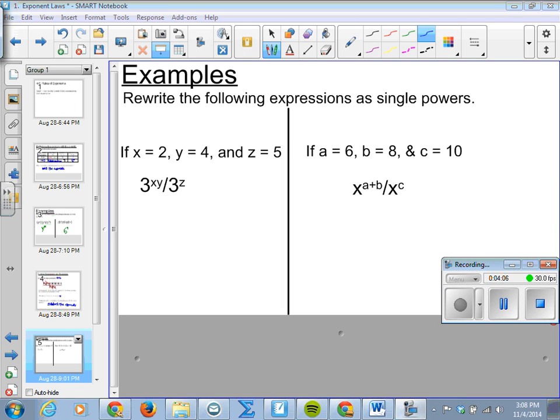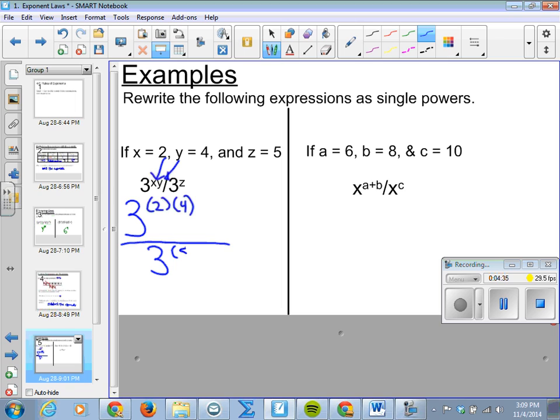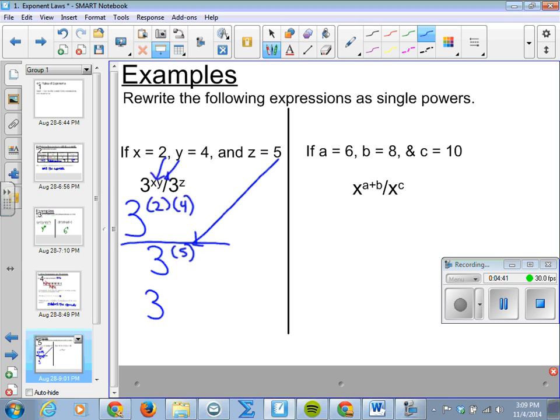A little bit of algebra thrown in here now. We're going to sub in values first to the exponents and then do our division. So we have 3 to the xy divided by 3 to the z. By the way, feel free to pause the video here, try it on your own. So 3 to the xy, well, x times y, that's 2 times 4. Then we divide that by 3 to the 5th power. So 2 times 4 is 8, so we have 3 to the 8th power, divided by 3 to the 5th power. Subtract the exponents, 8 minus 5 is 3.